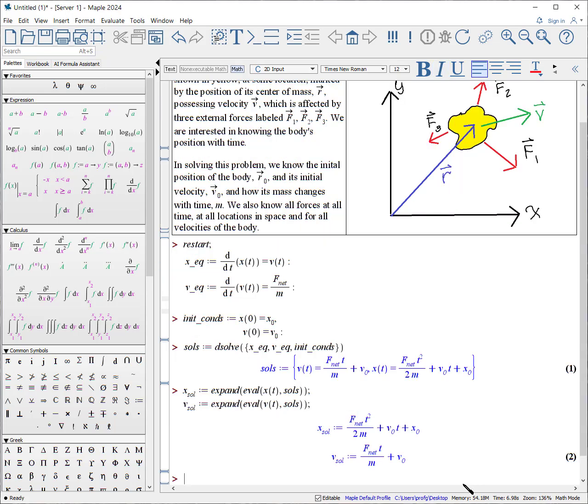And as before, we can extract out the solutions. And this is the way to solve the problem in 1 dimension. The only thing we're missing here is what is the expression for F net. That is where the physics comes in.